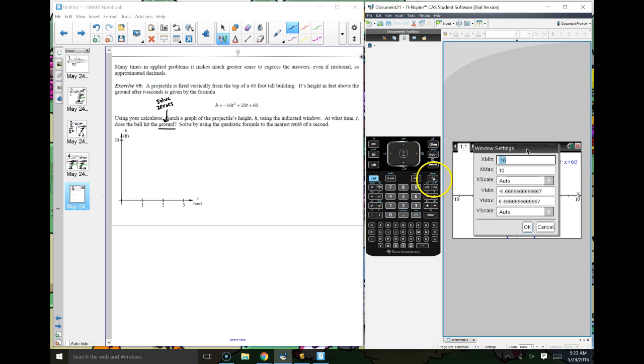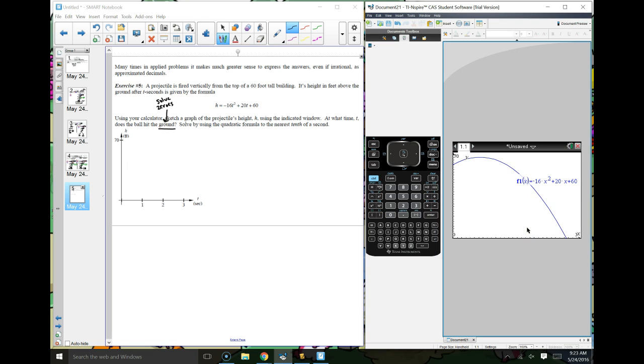And I'm going to make my x minimum 0, and my x maximum looks like it's 3 on this graph. So x maximum is 3. My y minimum is going to be 0, and my y maximum is 70. So I'm just looking at this picture here that it gave me, and I'm typing in what I want my minimums and maximums to be. Hit OK, and there I can see my graph.